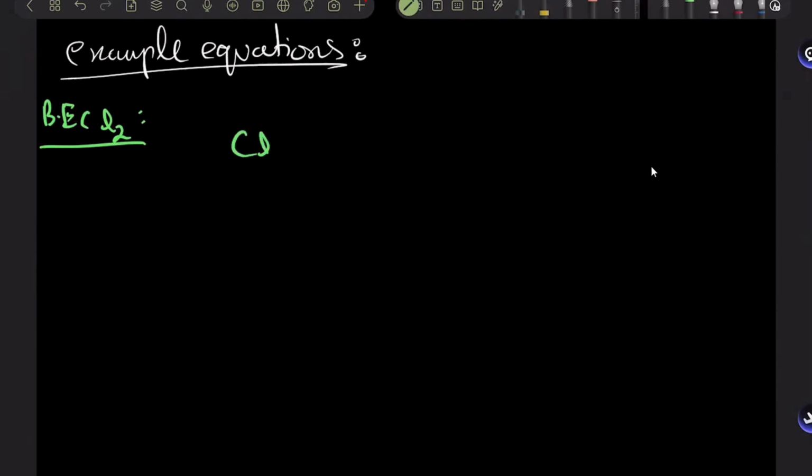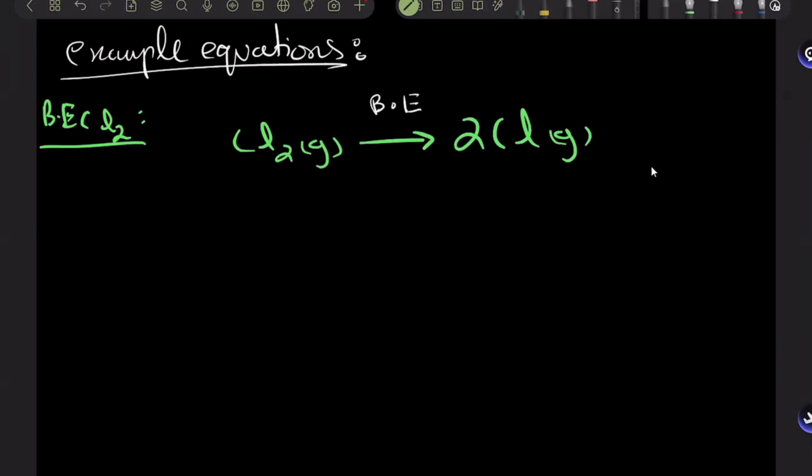So I'll write Cl2 gas, right? Chlorine is gaseous at room temperature, that is a gaseous diatomic molecule. So I'll write Cl2 gas breaks into what? Two Cl gaseous atoms. This is bond energy. This energy change over here represents bond energy.